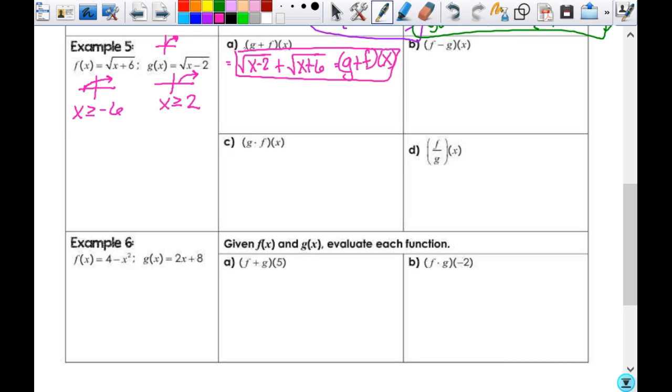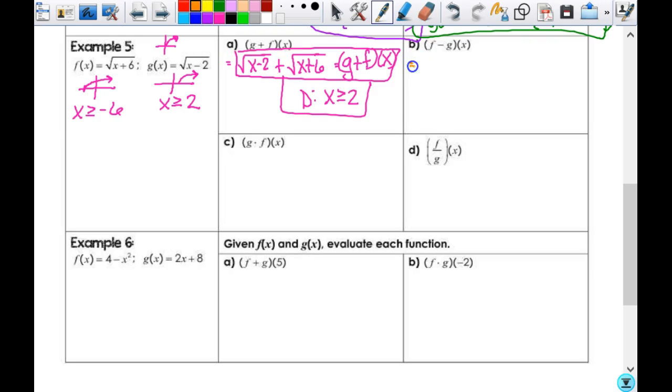So am I going to say that x has to be greater than or equal to -6 and x has to be greater than or equal to 2? No, I'm just going to say what? Greater than or equal to 2. Because this set right here is inside of this one. This has some extra stuff that this one doesn't, so it's not part of the intersection. So my domain, oh, I boxed too soon. My domain is x has to be greater than or equal to 2. Just add that in there.